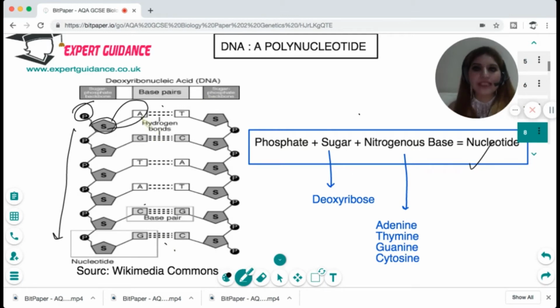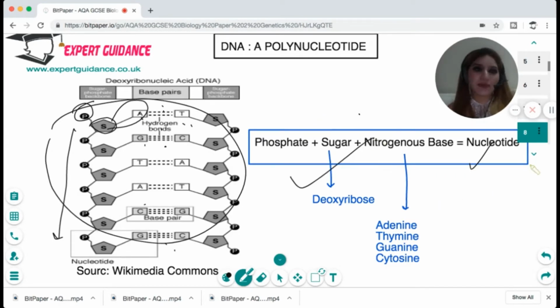And one base is making hydrogen bonds with another base on another strand. Adenine is always next to thymine with a double bond, and guanine is always next to cytosine in a triple bond. Make sure you remember this: what is a nucleotide, what is the structure, and the complementary base pairing principle.